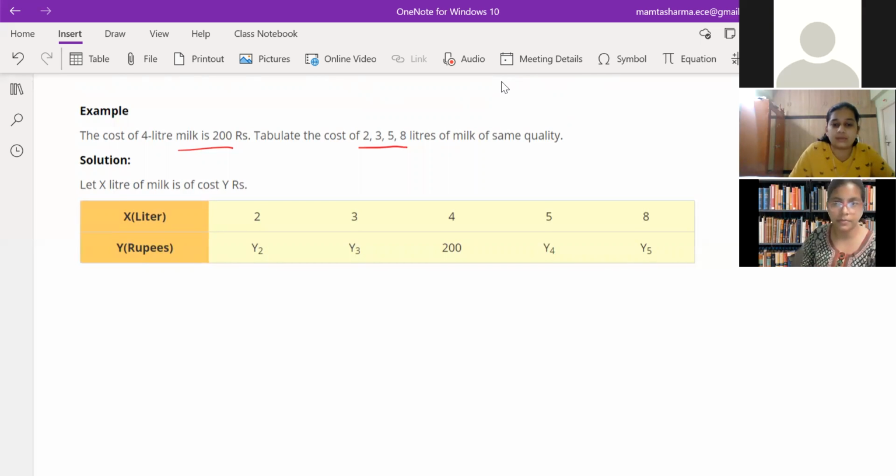Ma'am, I will take x1 by y1 equals x2 by y2, as 4 by 200 equals 2 by y2. Okay. You did it from the x1, y1 method, right? Yes, ma'am. Okay. All of you did with the same thing? The x1, y1 method?